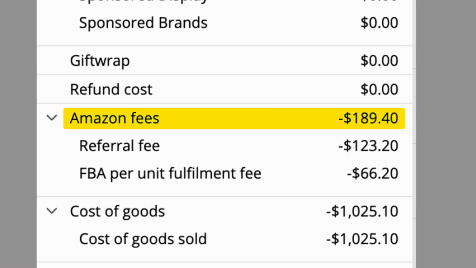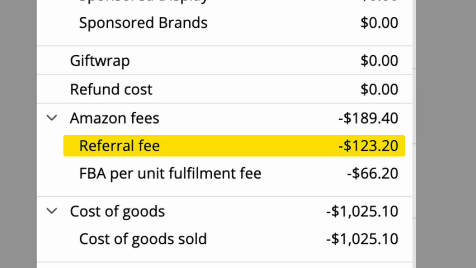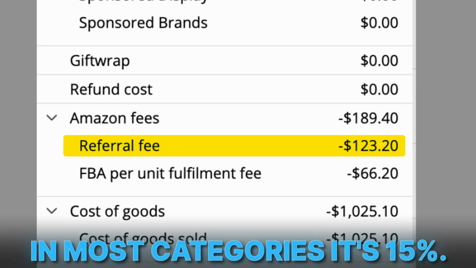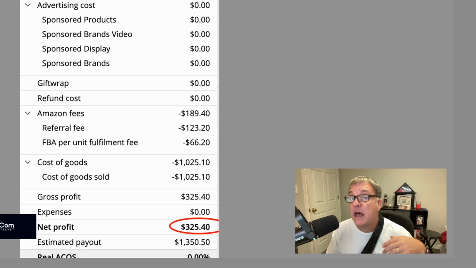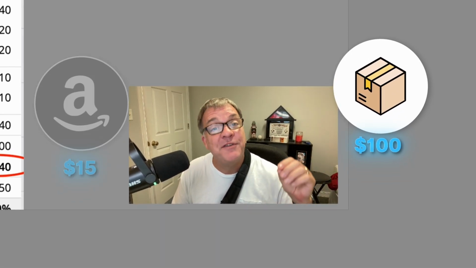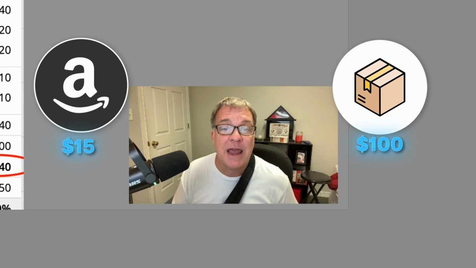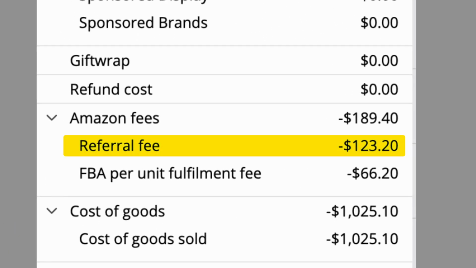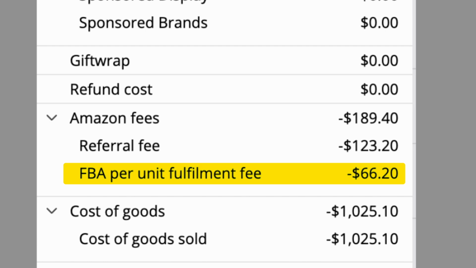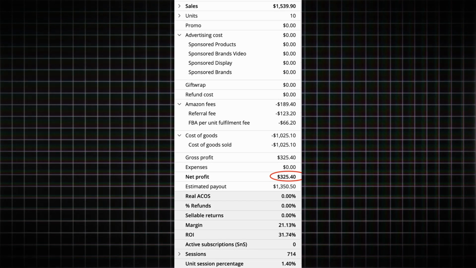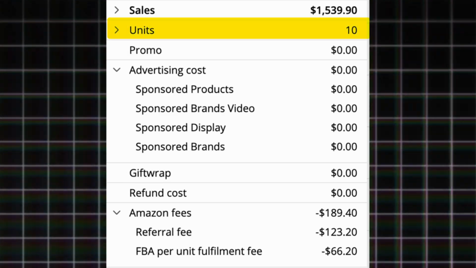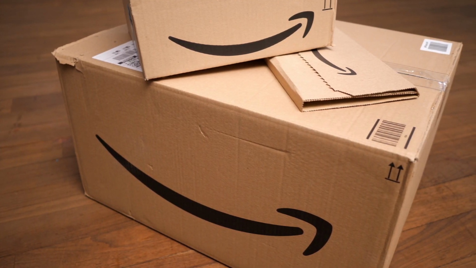And then here's the Amazon fees. Let's talk about those. The referral fee, $123.20, that's the commission that Amazon takes. In most categories, it's 15%. So if you sell an item for $100, Amazon's commission would be $15, assuming that you're in a 15% category. All right, there's your referral fee, $123.20. And then the FBA per unit fulfillment fee was $66.20 total. That doesn't mean it's $66.20 per unit. So if we come back here and we remember that we sold 10 units, then that means it was costing me about $6.20 for Amazon to pick, pack, label, put it in a box, and ship this to the customer, okay?